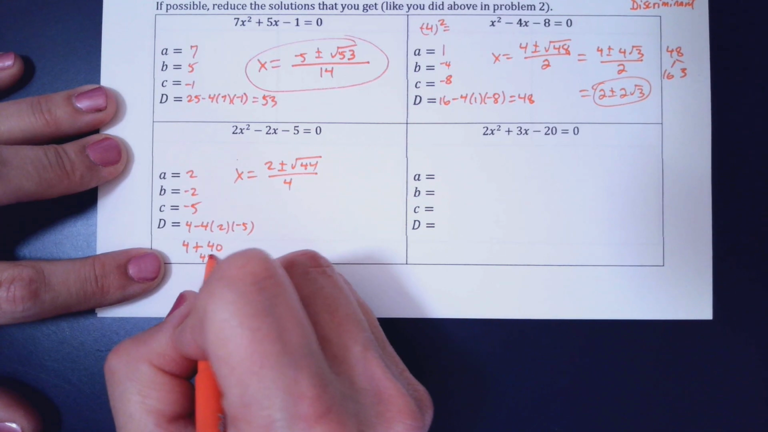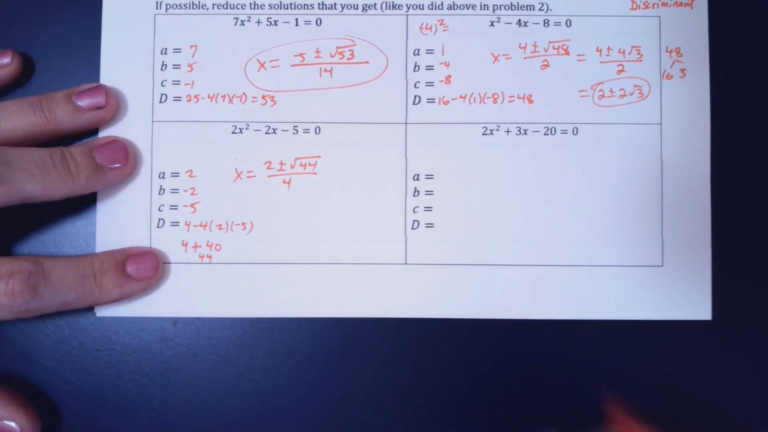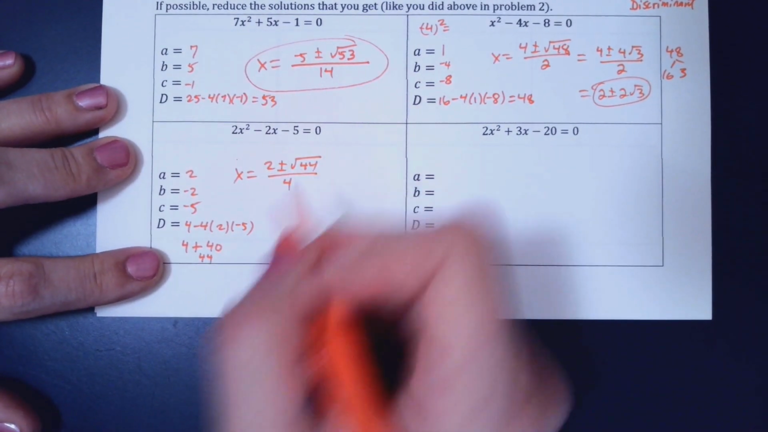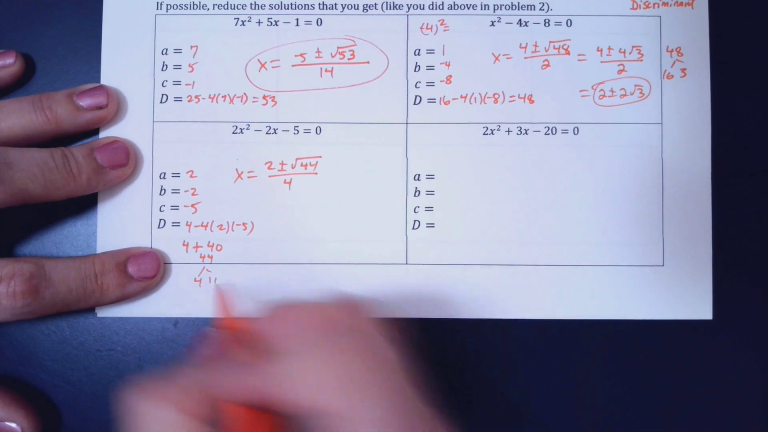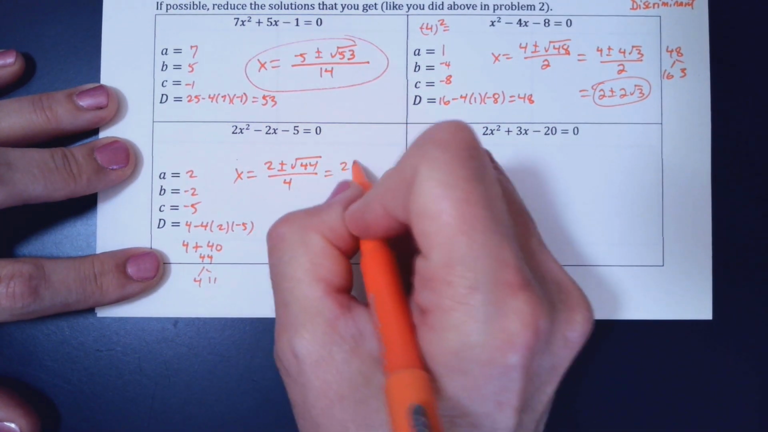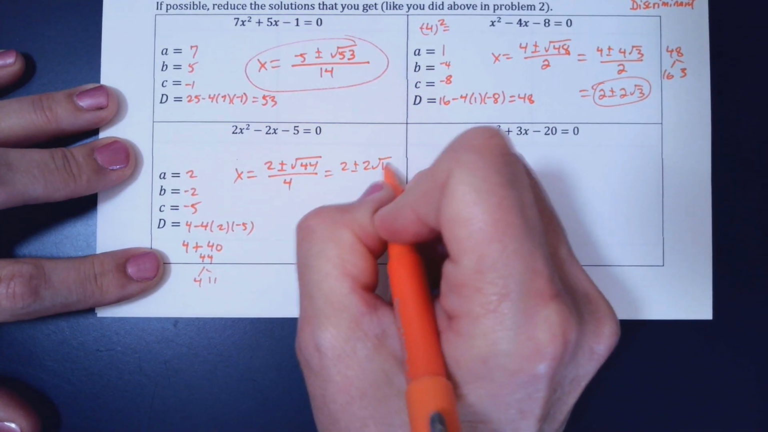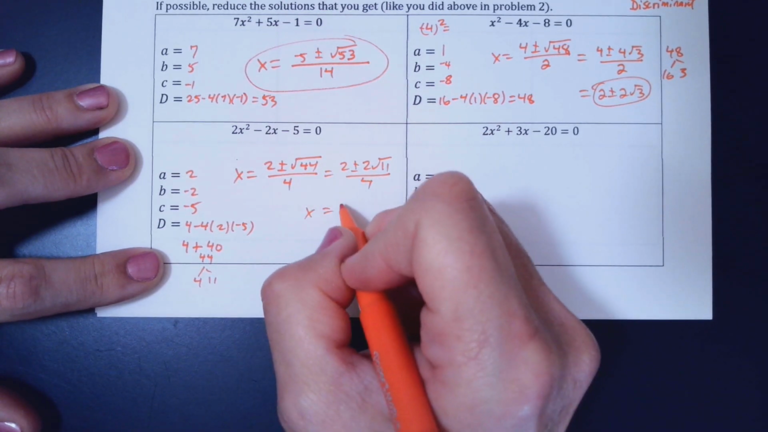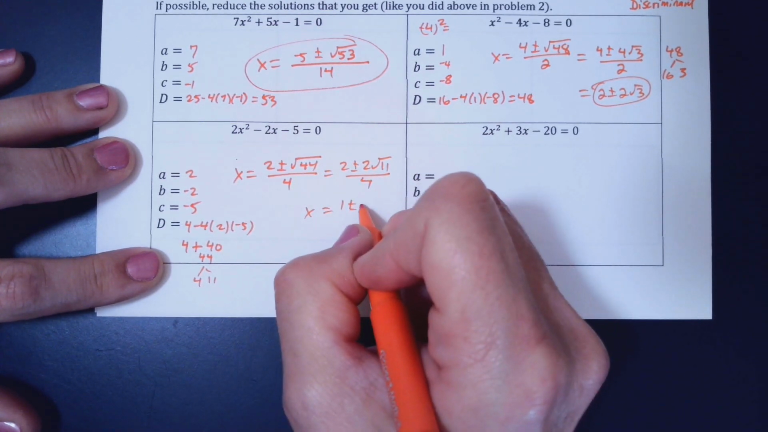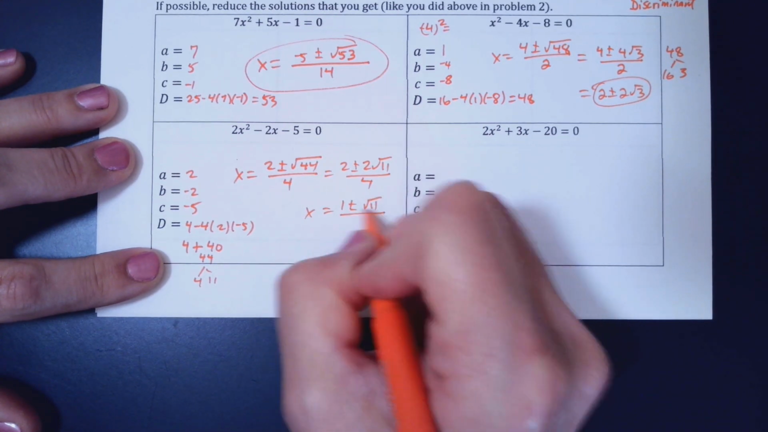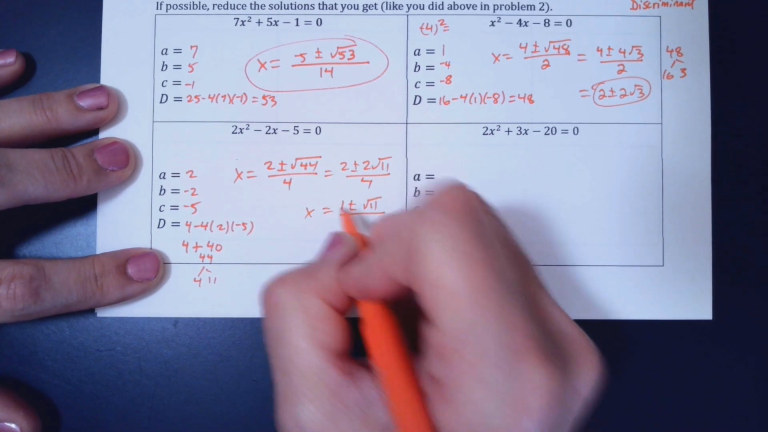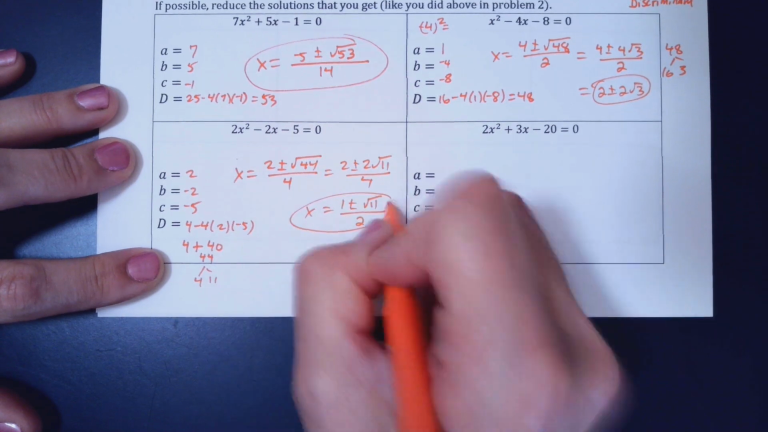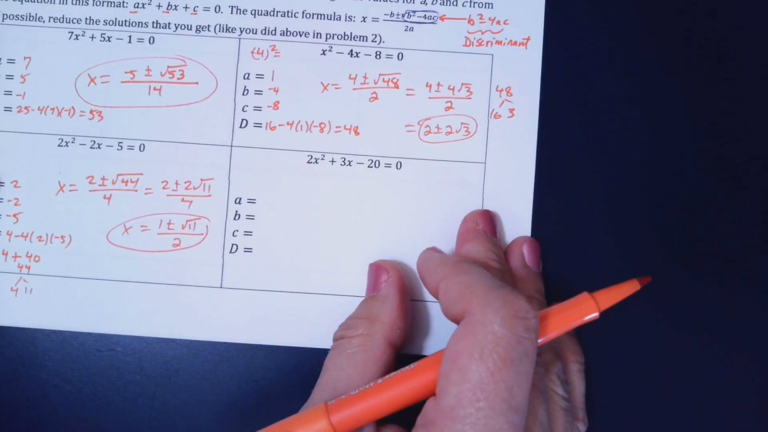So you can do it in your head. All right, 44, that's 4 times 11, so I'm going to be able to reduce this. So 2 plus or minus 2 radical 11, all over 4. I'll reduce these by 2. So I got 1 plus or minus 1 radical 11. I don't need a 1 here, but I do need it there. All right, over 2.